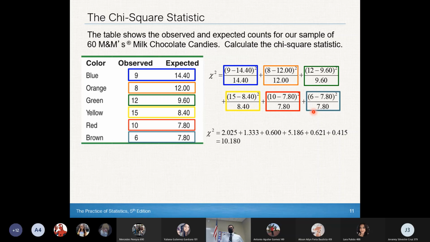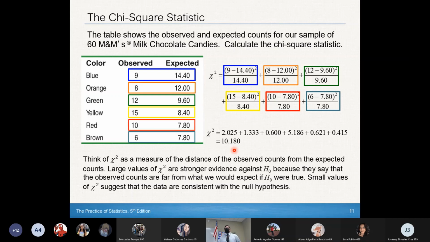That gets us 2.025 plus 1.333 plus 0.6 plus 5.16, and so on. We get all these numbers. Finally, we have a sum of 10.18. Right? This is our chi-square statistic. And very similarly to what we've done with our test statistics in the previous chapters, we need a table to deal with this. We'll get to there in a moment.